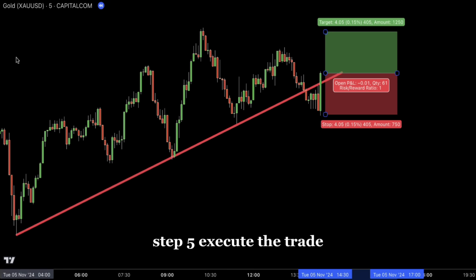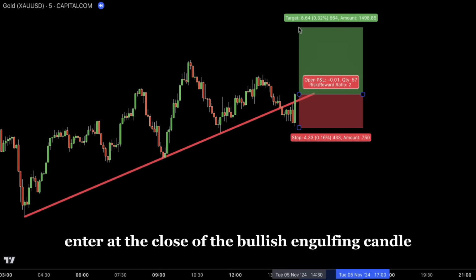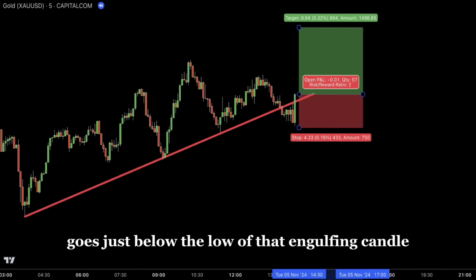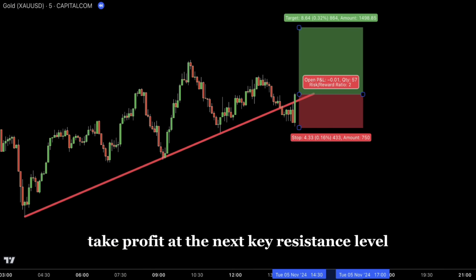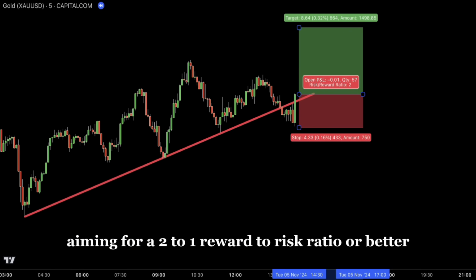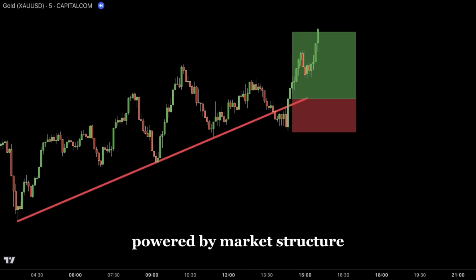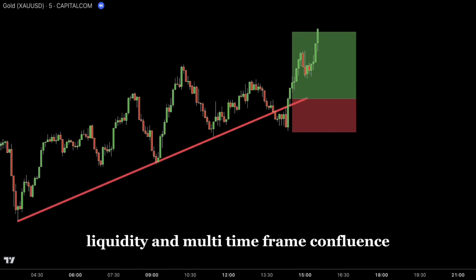Step 5. Execute the trade. Enter at the close of the bullish engulfing candle. Stop loss goes just below the low of that engulfing candle. Take profit at the next key resistance level, aiming for a 2-to-1 reward to risk ratio or better. This is a textbook trendline bounce, powered by market structure, liquidity, and multi-time frame confluence.